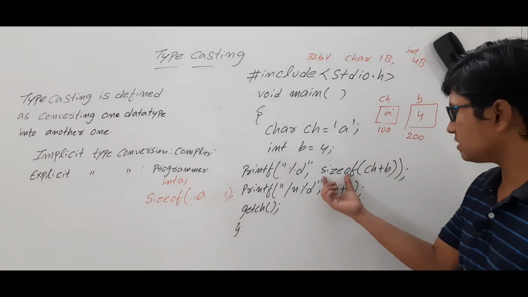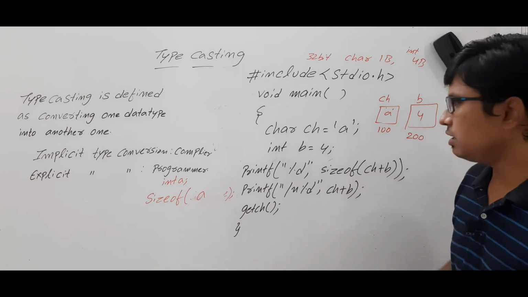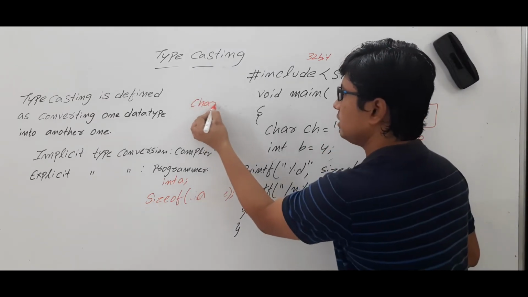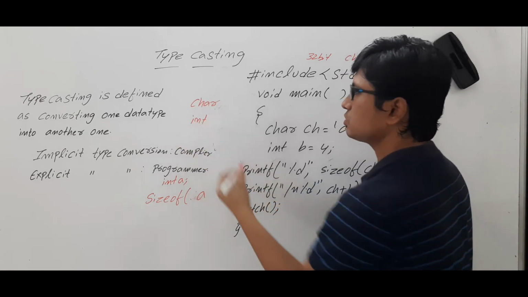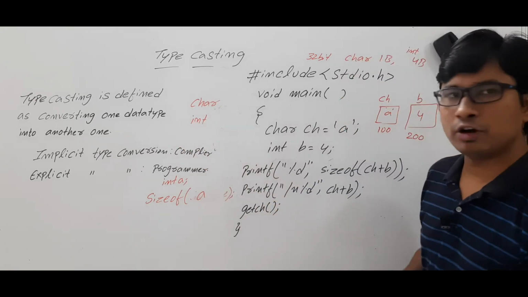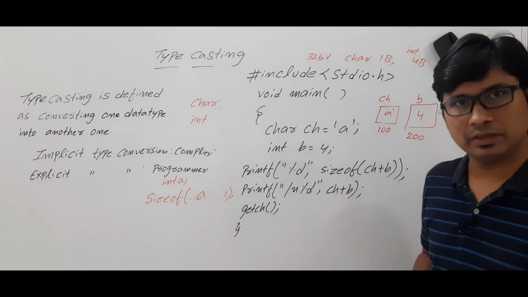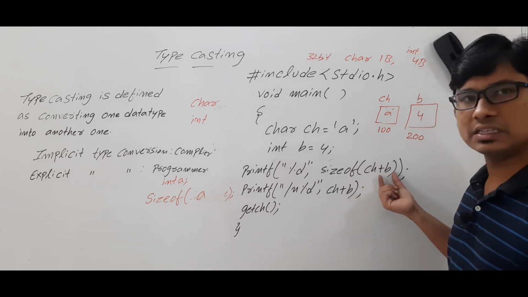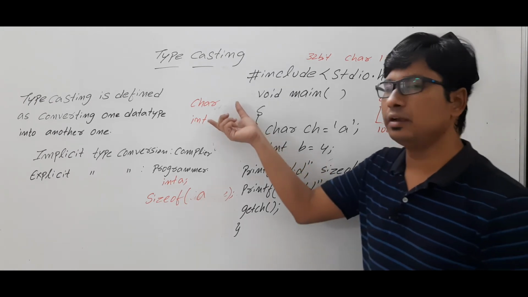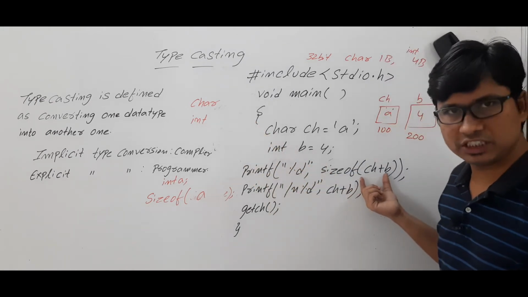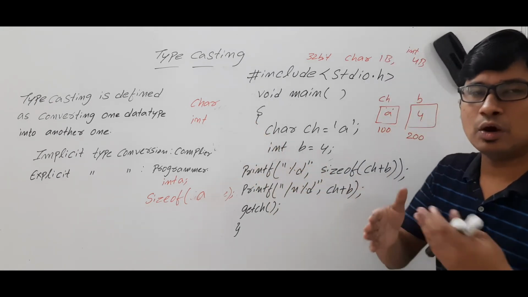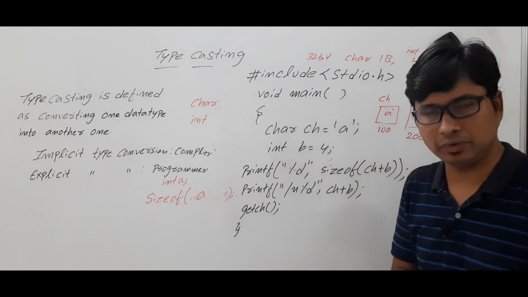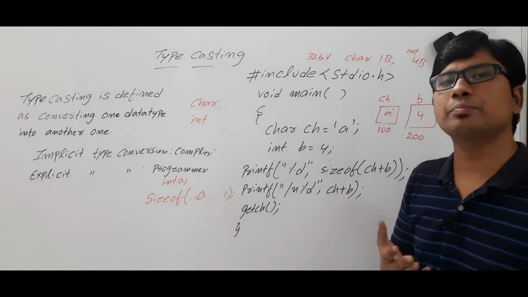Now I have written sizeof(ch + b), where ch is a character and b is an integer. So you are performing ch + b. Am I right or wrong? ch is a character and b is an integer, so we need to perform the type conversion. Am I right or wrong? Because you are performing an arithmetic operation between one data type and another data type, we need the type conversion.